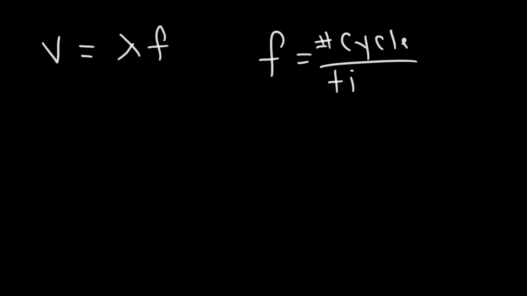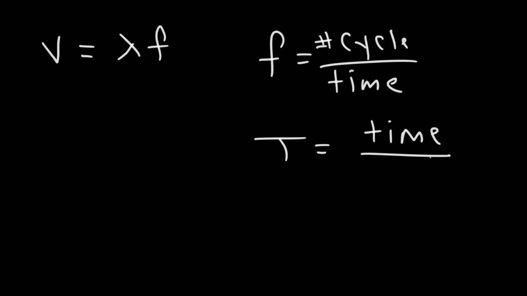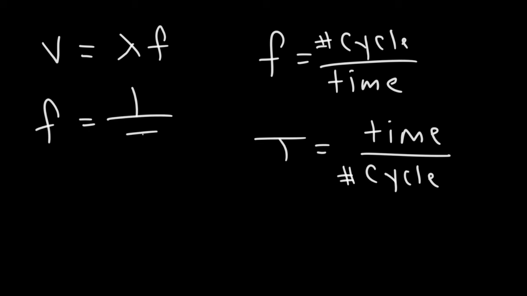Now the speed of the wave can be calculated by multiplying the wavelength by the frequency. The frequency is basically the number of cycles that occur per second. If you take the number of cycles and divide it by the time, you can get the frequency. The period is the time it takes to complete one cycle. So taking the total time and dividing by the number of cycles that occurs will give you the period. The frequency is 1 over the period. They're reciprocals of each other.